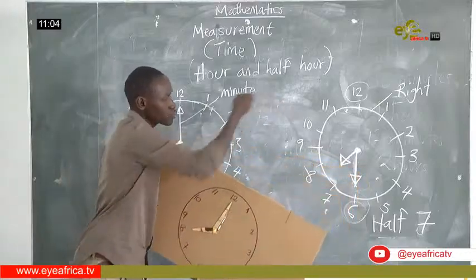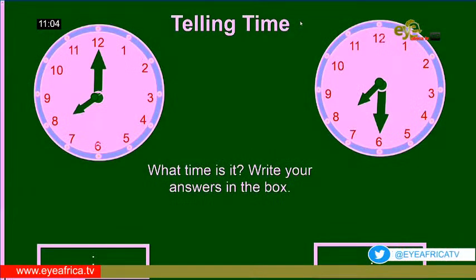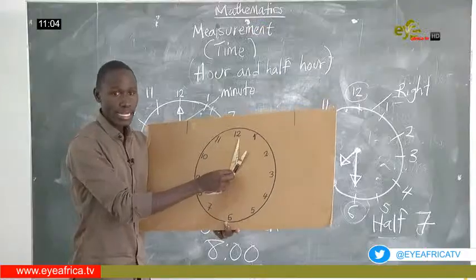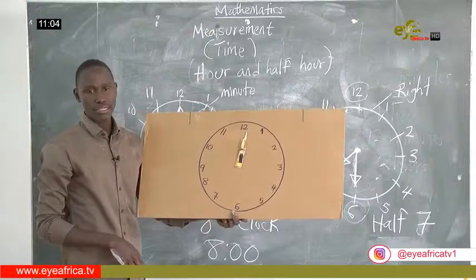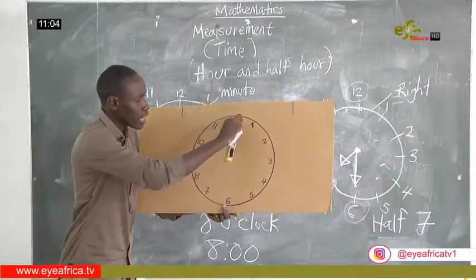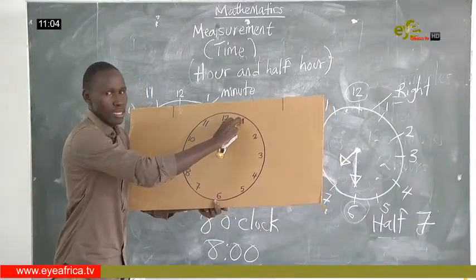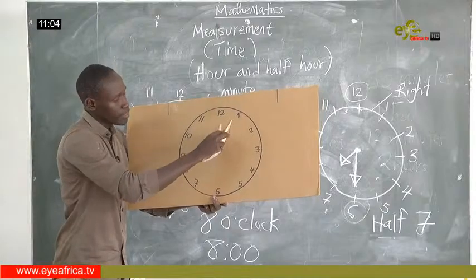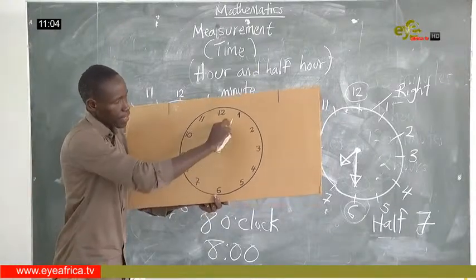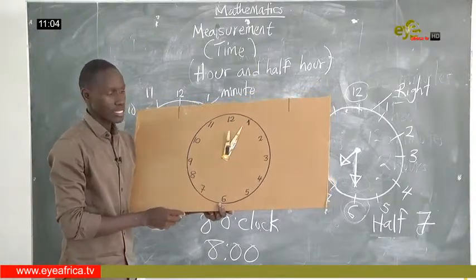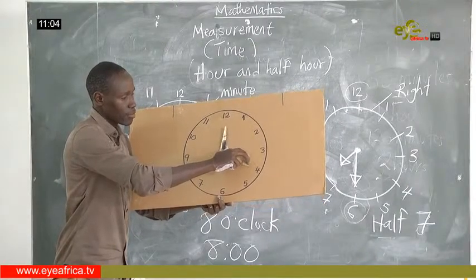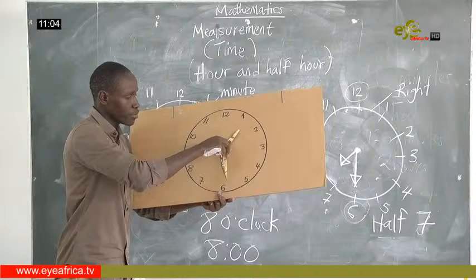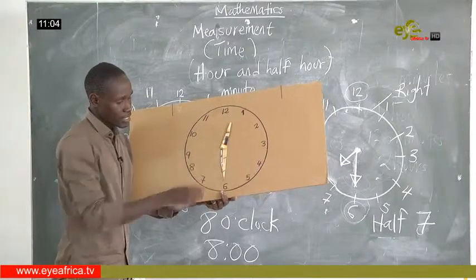Now if you go to the next one, applying the same thing, we have the minute hand located directly at 6, and the hour hand is between 7 and 8. So we make sure we move towards the right, and we make sure our minute hand faces 6 directly.